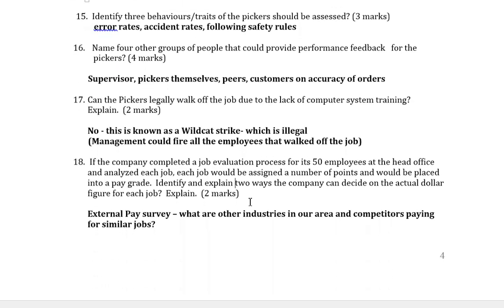Now, we find in the case that some of the pickers walked off the job. Can they legally do that because of their lack of computer system training? You remember in the case, some of them were getting very frustrated because they didn't understand the computer system and couldn't use it, and one person just walked off the job. You can't do that. It's known as a wildcat strike. It's illegal. Management could fire any employees that walked off the job.